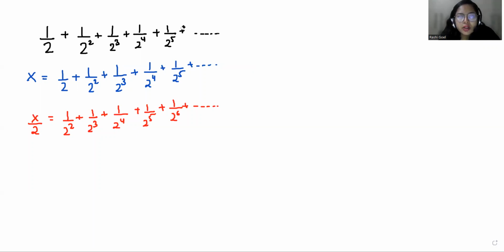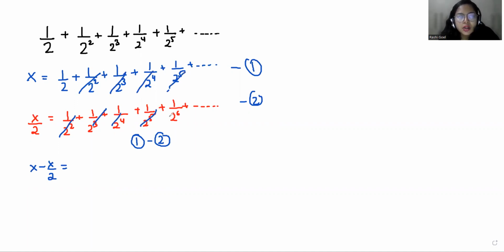Now I'm considering this as equation number 1 and this as equation number 2. So I'm going to subtract equation 2 from equation 1. So x minus x/2 is equal to, we can cancel out all these terms till the end. So what is left? 1/2 only.